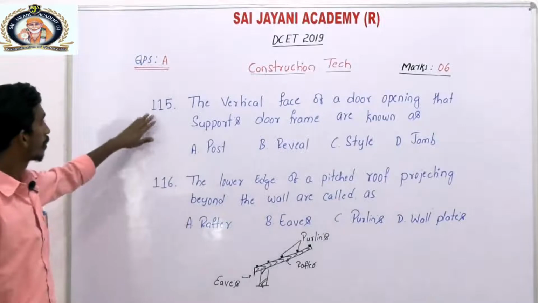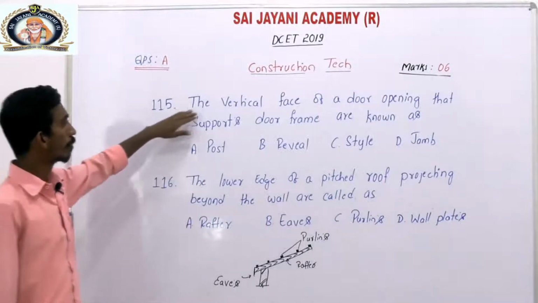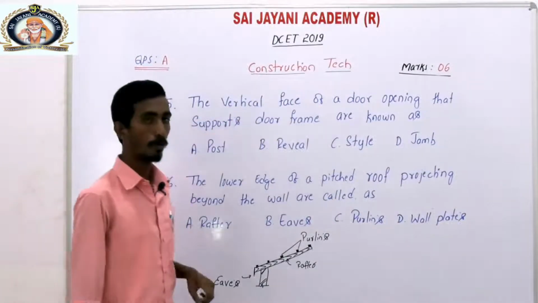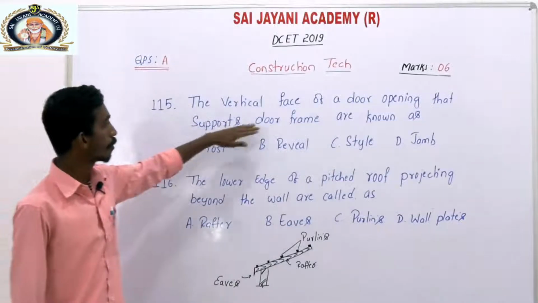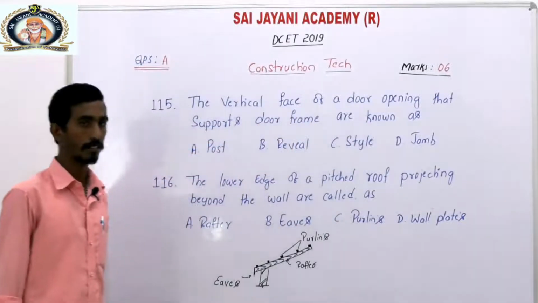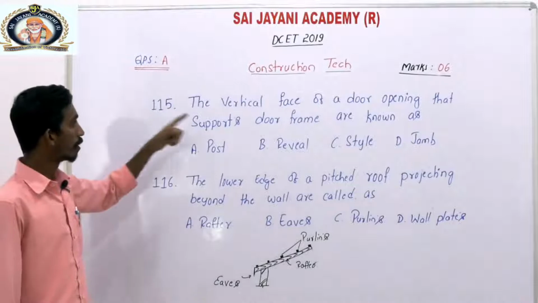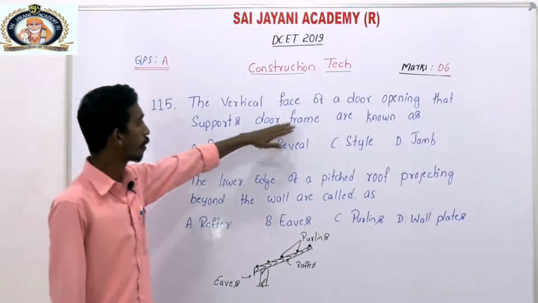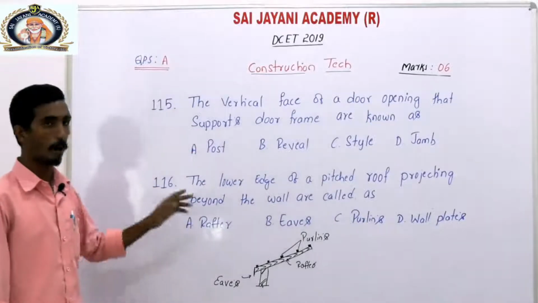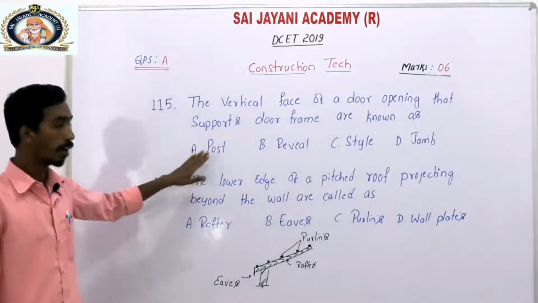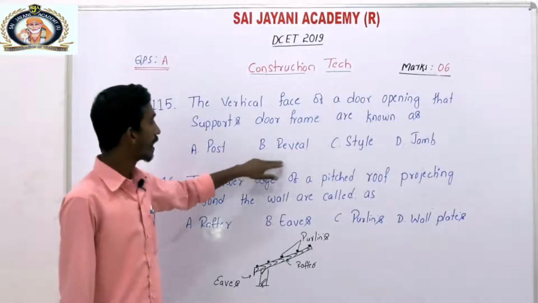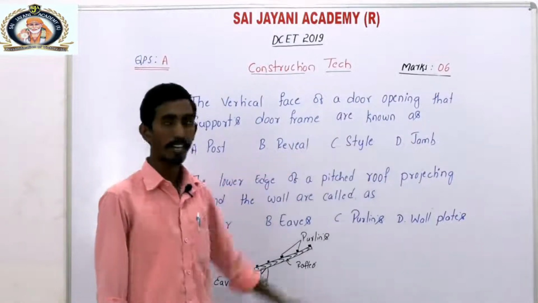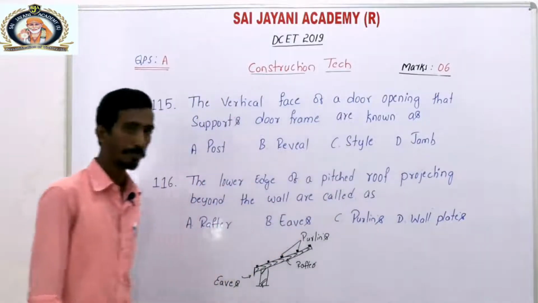So next, question number 115. The vertical face of a door opening that supports door frame are known as. And the options are option A, post, option B, reveal, option C, stile, option D, jamb.